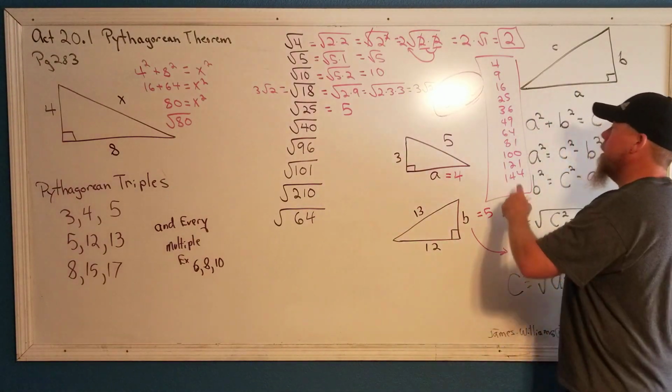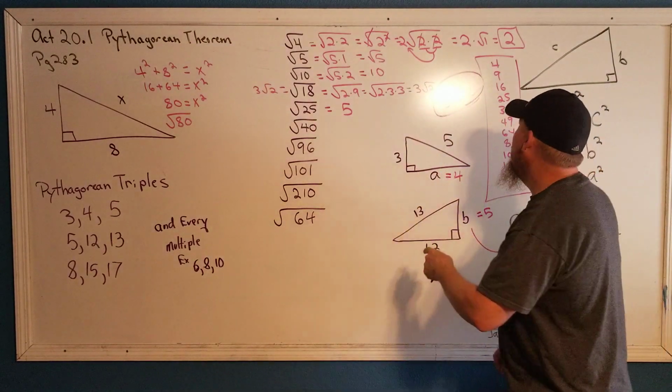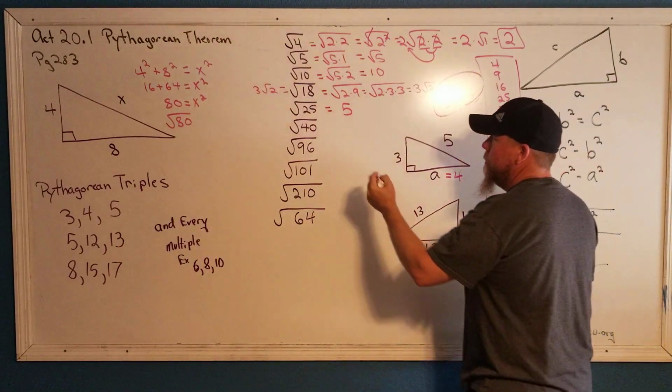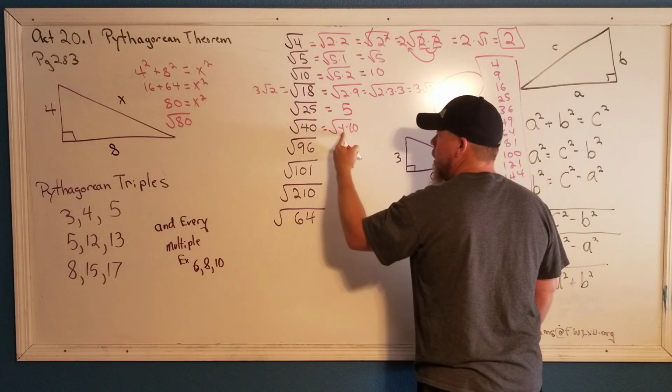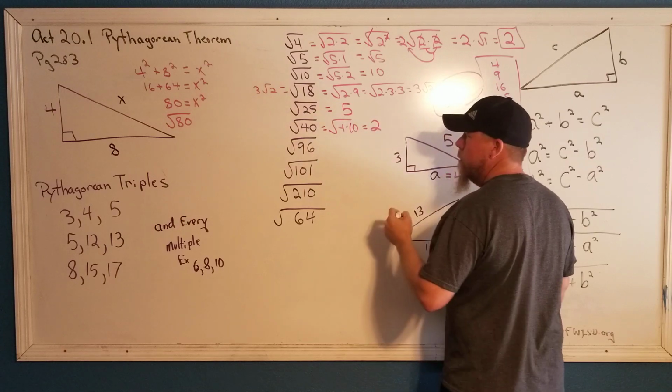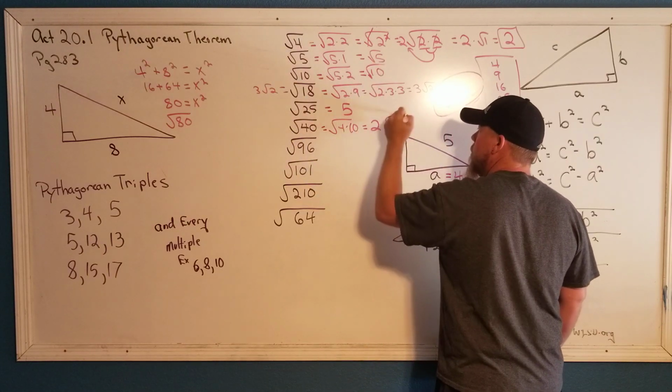And so what I'm going to do is I'm going to look for these numbers when I'm working these problems. So 40, for example. Well, I mentioned 4. Notice if I write 40 as 4 times 10, well, 4 is just 2. And the 10 we already talked about stays itself. So 2 root 10.